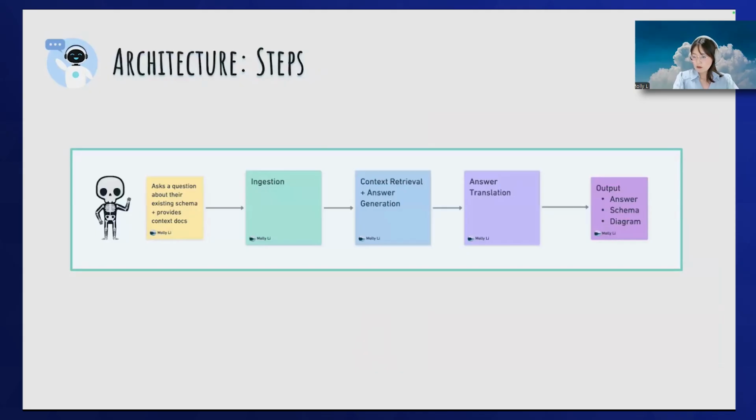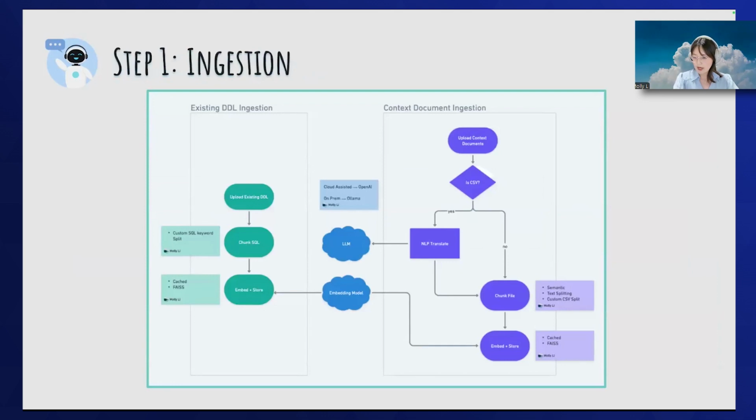Okay, so let's go ahead and talk a little bit about what's going on behind the hood. There are three major steps going on here. We have data ingestion, context retrieval and answer generation, and answer translation. Let's go through each one briefly. All right, first up, we have ingestion, aka once we upload the document, how do we make it available to the rest of the system?